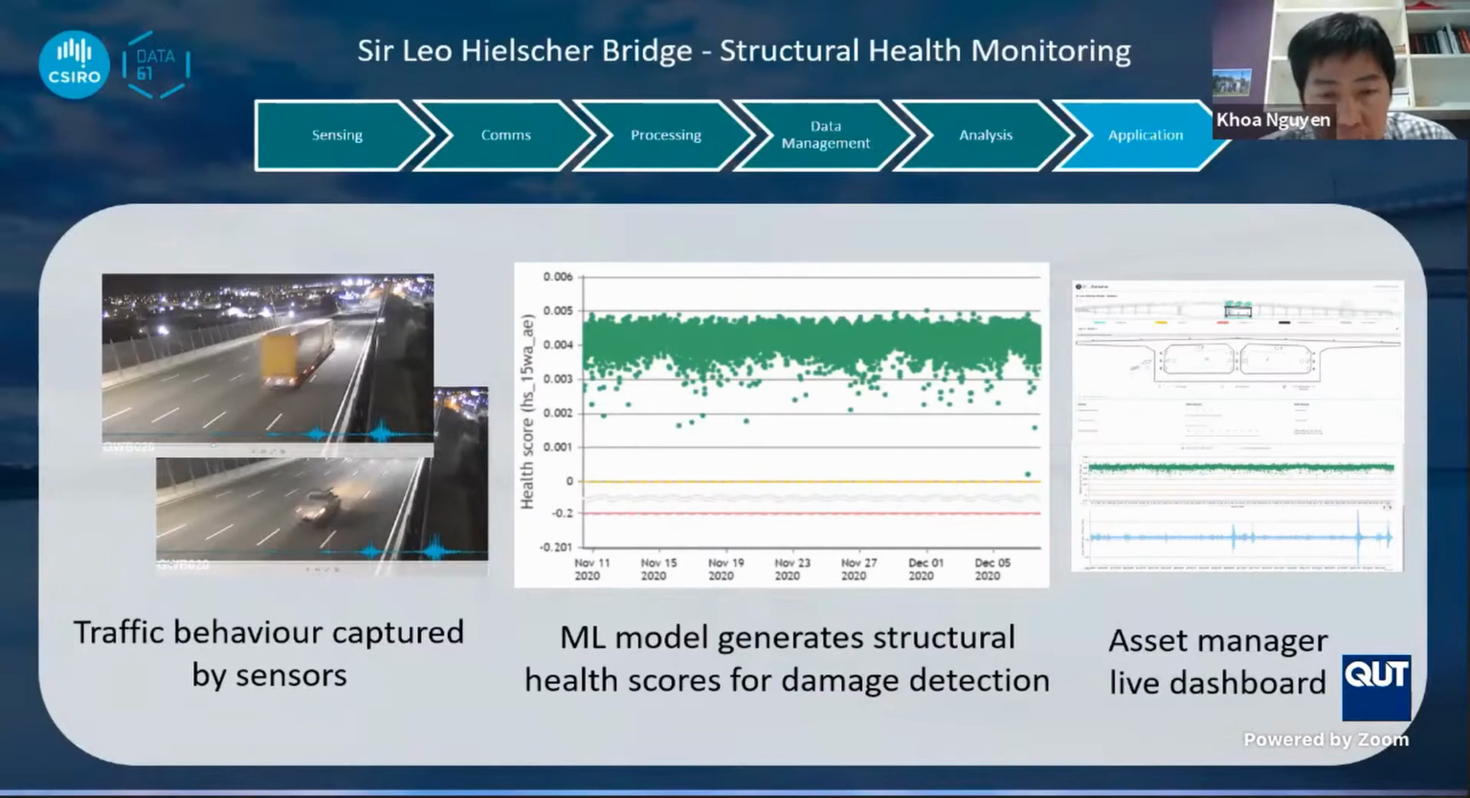And we can see in the middle figure that our machine learning model generates a structural health score indicating the structural damage at the position of measurement. And we can see here the health score is positive, indicating that the structure is healthy.